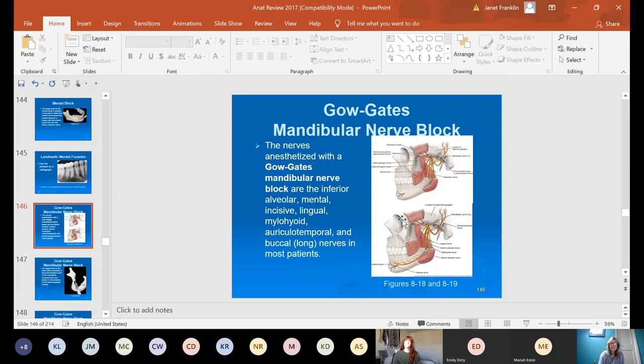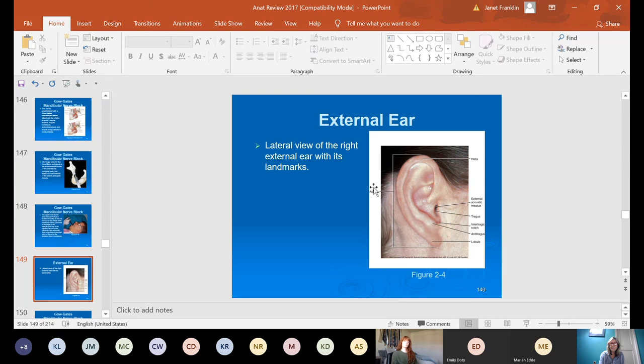Your external ear. These are the parts to your ear. Your external acoustic meatus is the most important. It's the hole that goes through the ear into the skull. Your tragus is this little flap behind it. Your antitragus is this tissue on the other side. And your intertragic notch is that little dip down that you can feel with your finger. And then you've got your earlobe or your lobule. And then your helix is this whole outer part of your ear.